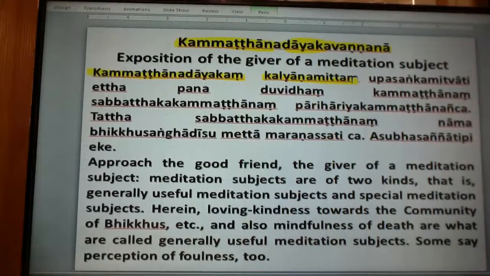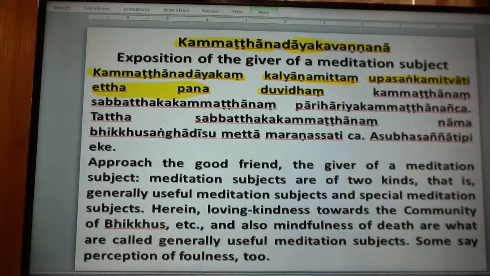Kalyanamitta. Kalyana is good. Mitta is a friend. It's a good friend. So the person who wants to practice meditation, that person is a good friend, isn't it? Upasankamitva means approach the good friend who has the ability to give the meditation subject. So at that statement, yeah.